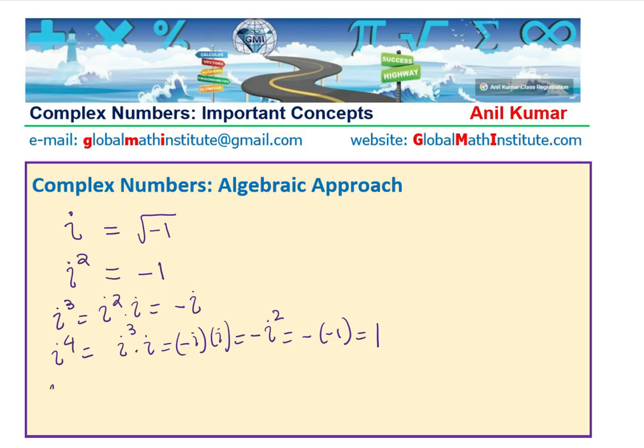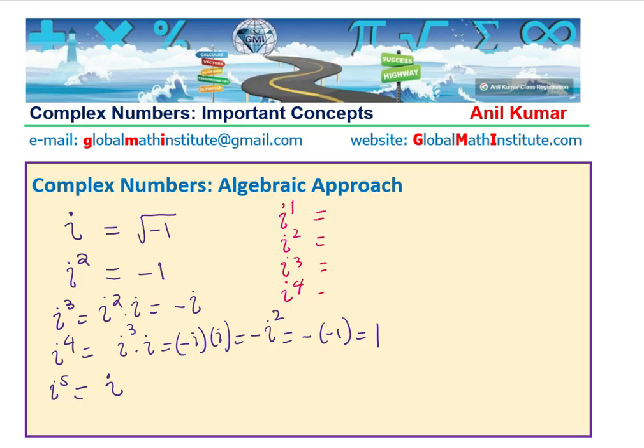So you see, as we increase the powers, we do get a set. If I now do i to the power of 5, I get 1 into i, which is i. So as the powers are increased, we see that the powers of i are kind of like this: 1, 2, 3, 4, fourth power, right?